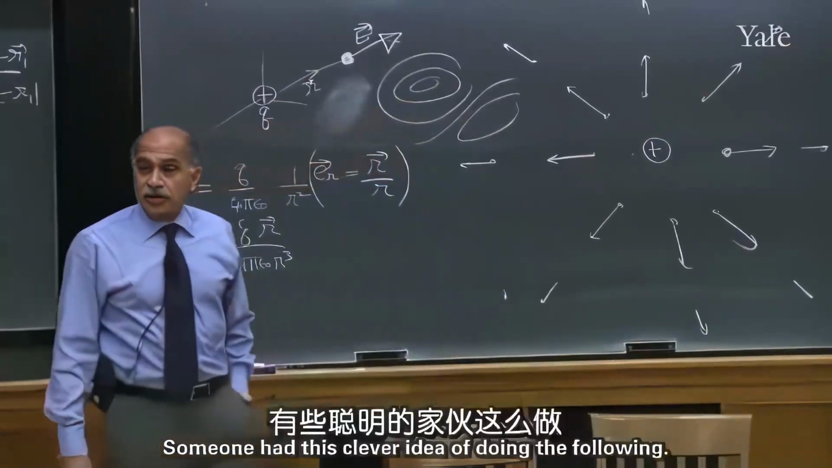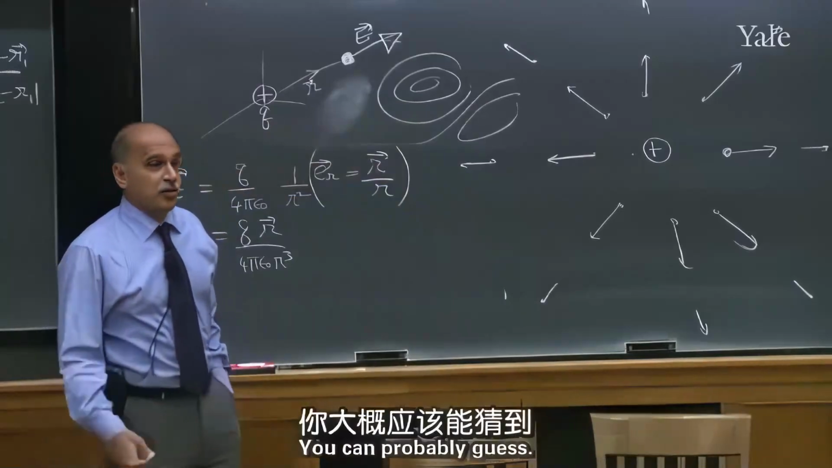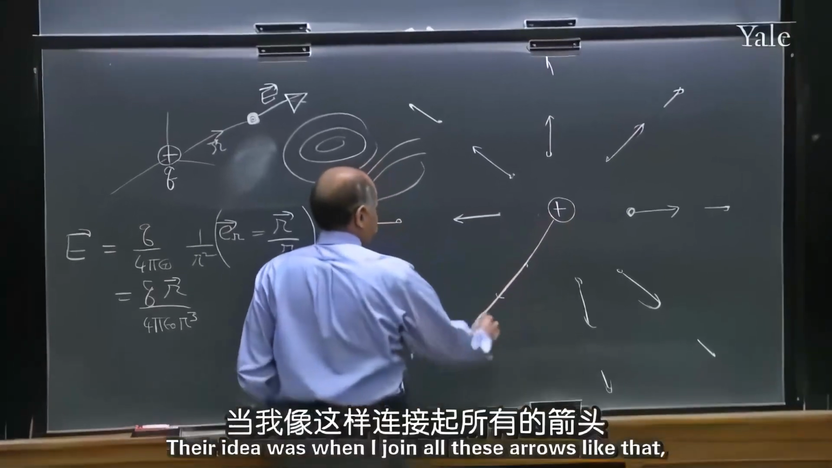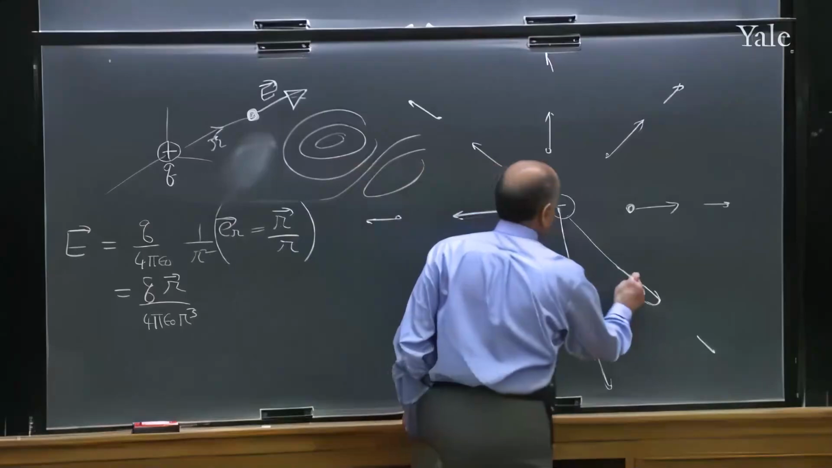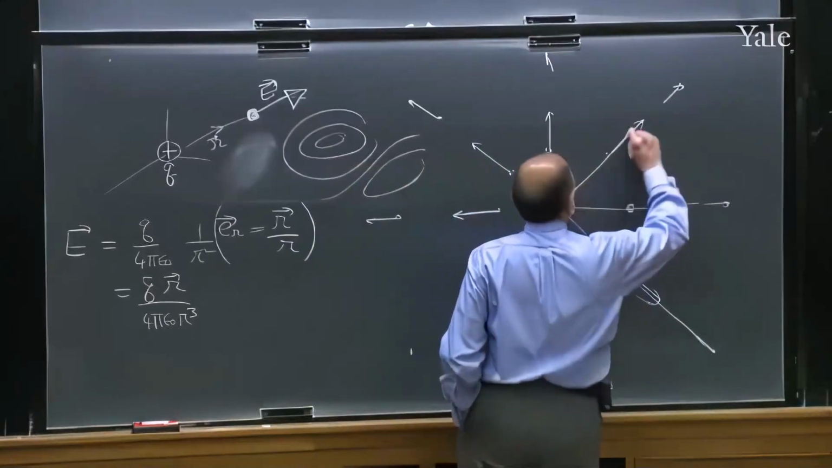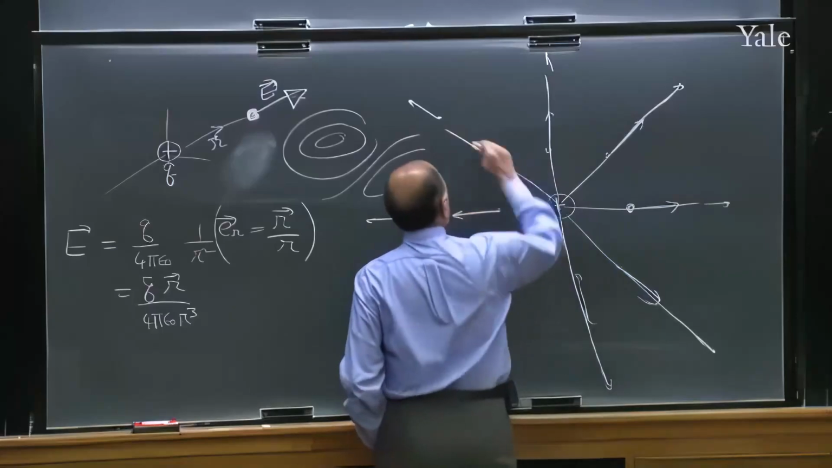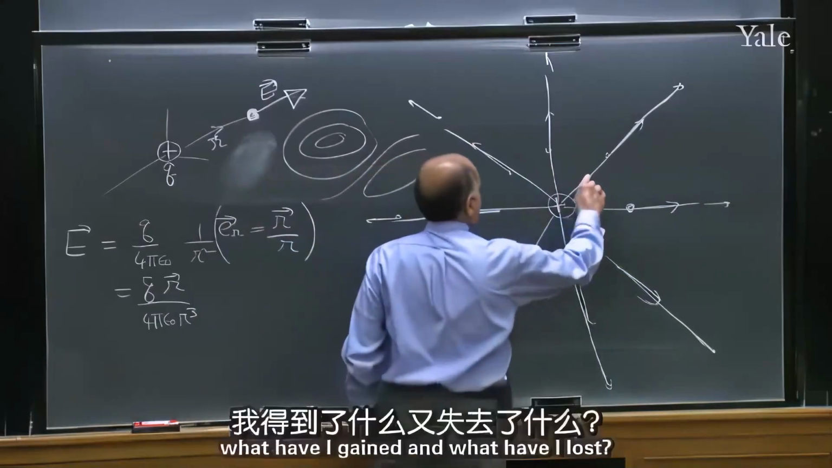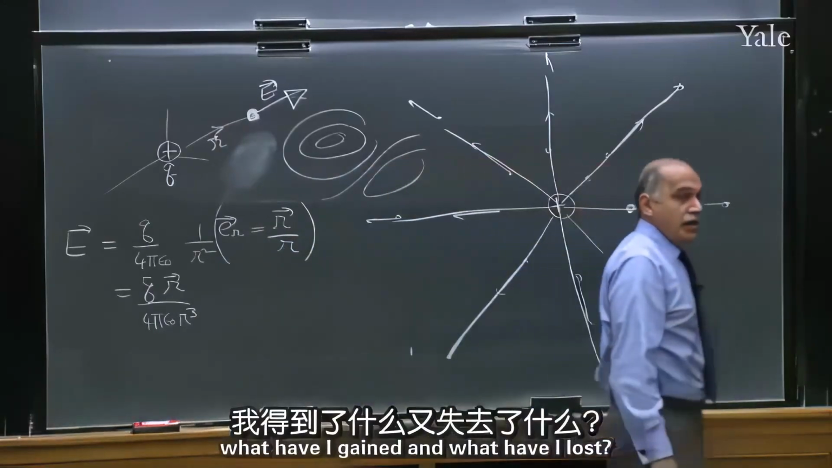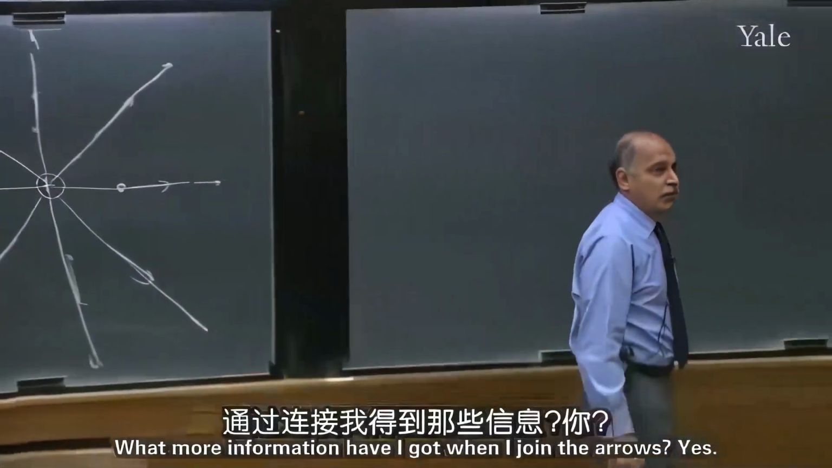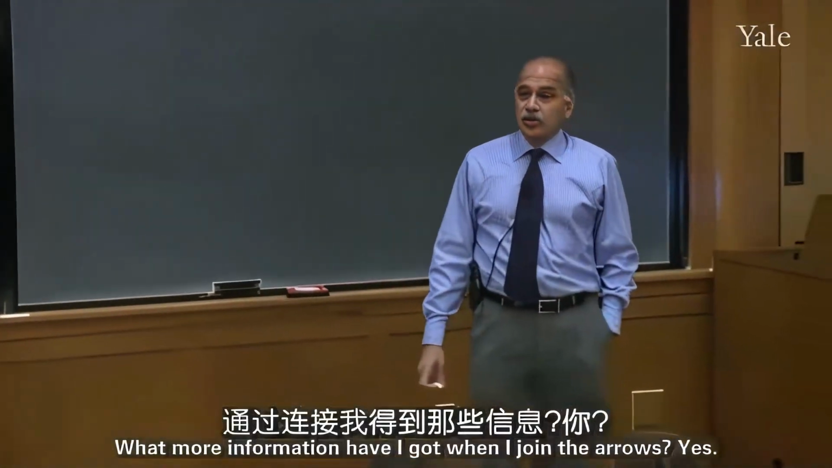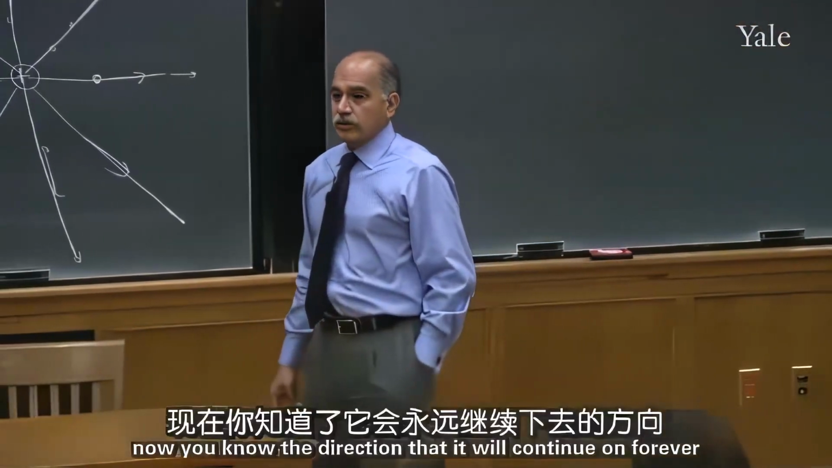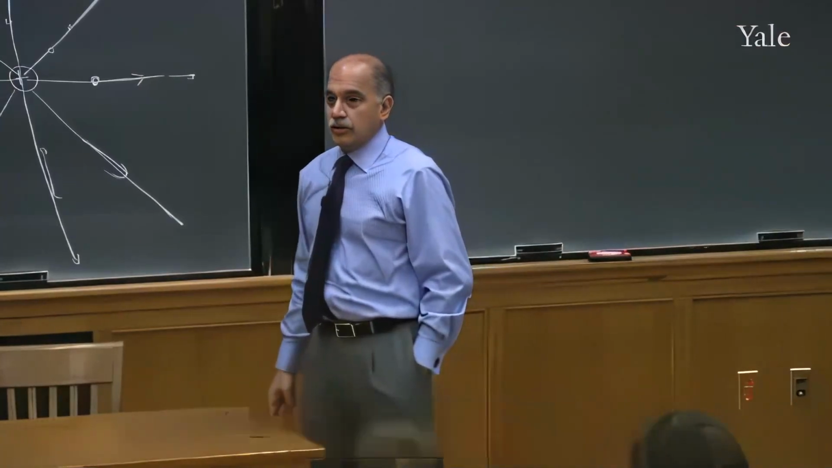And someone had this clever idea of doing the following. You can probably guess. Their idea was, why not join all these arrows like that? Now, if you go to a point like this, what have I gained and what have I lost? What more information have I got when I join the arrows? Yes? The more information is that now you know the direction that it will continue on forever if no other forces act on it, and what you've lost is the magnitude of it.